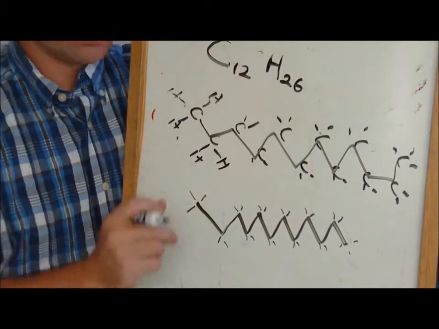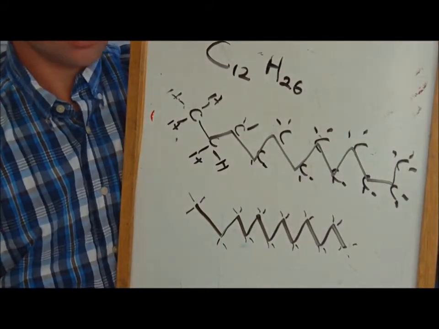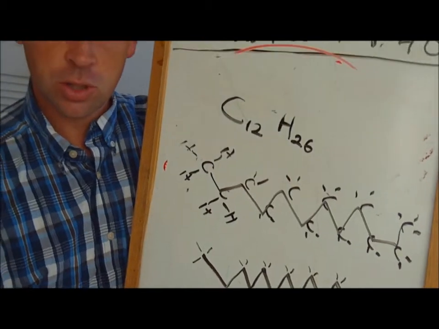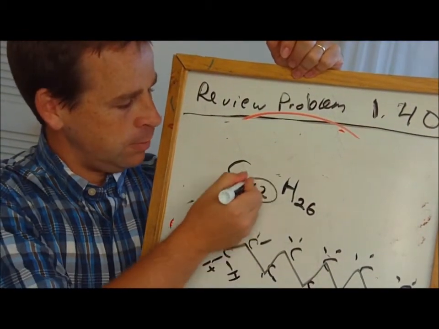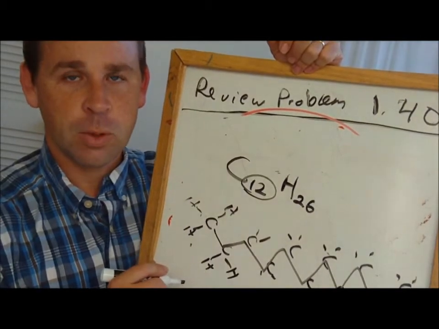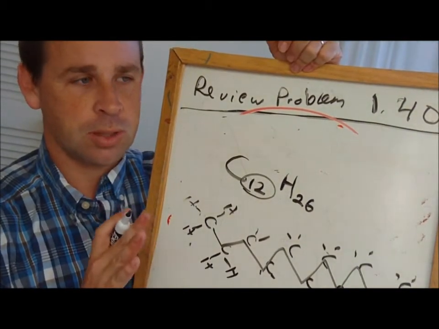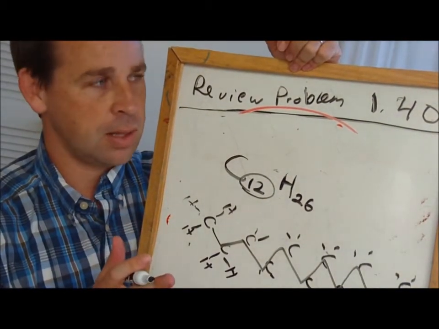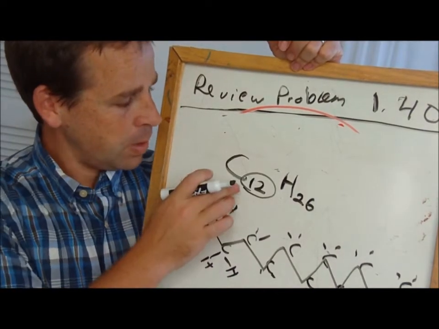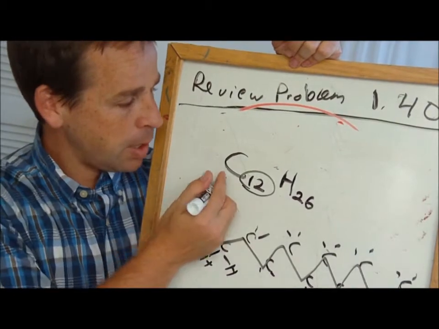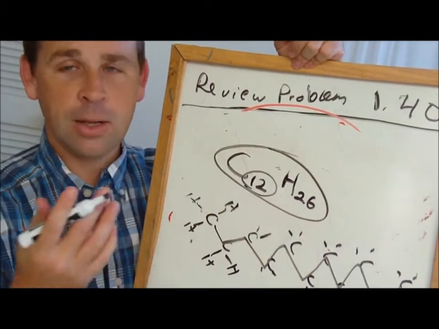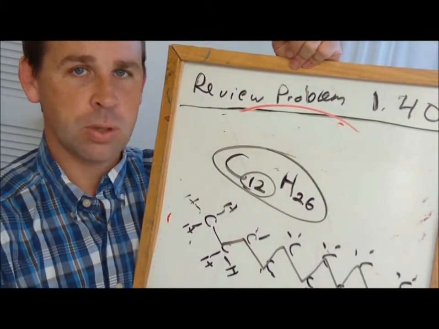So C12H26, how many carbons? 12. How many hydrogens? 26. What's the name of this molecule? Well, when you're naming organic molecules, we use the Latin prefixes and the Latin words for 1, 2, 3, 4, 5, 6, 7, 8, 9, 10, 11, 12, and so forth, depending on how many carbons there are.